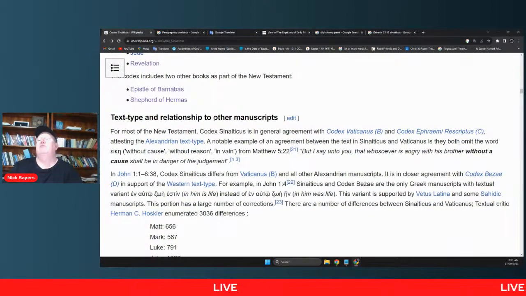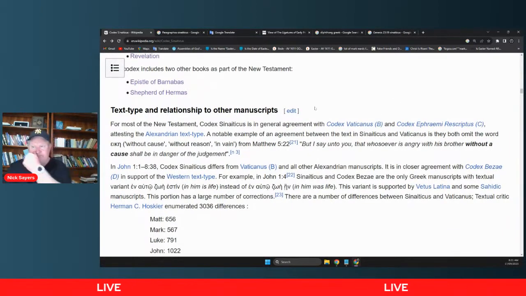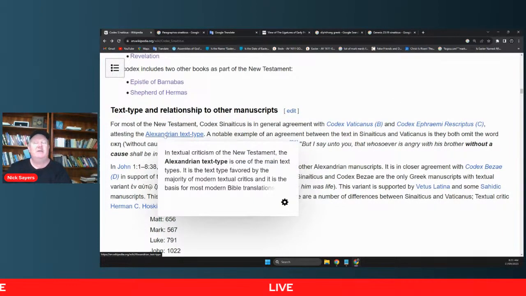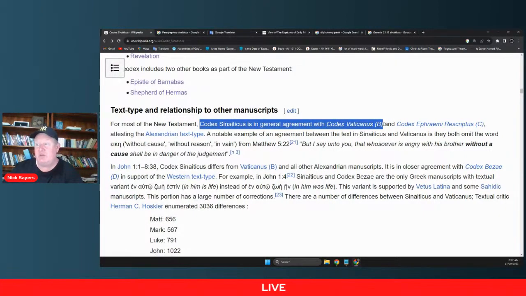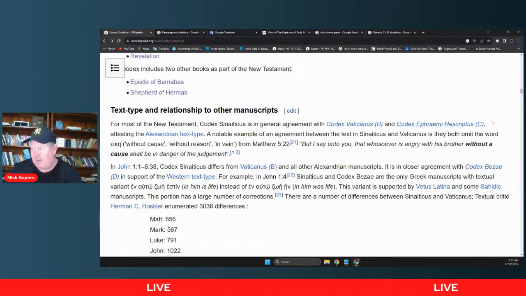Text type and relationship to other manuscripts. Okay, so they're calling it Alexandrian text type. I've noticed in the last 10 years, people try and shy away from these type of categorizations because the CBGM does favor Byzantine readings in many places. And so they're changing back some readings. For most of the New Testament, Codex Sinaiticus is in general agreement with Codex Vaticanus. It's quite amazing. When they make these claims, like it's in general agreement with Codex Vaticanus and with Codex Ephraemi Rescriptus, attesting the Alexandrian text type.